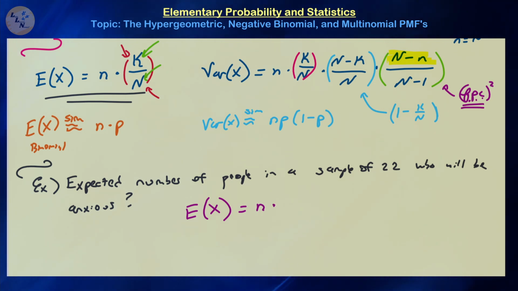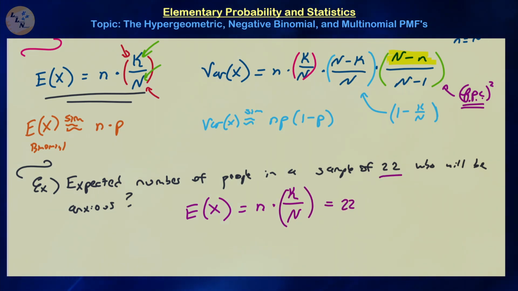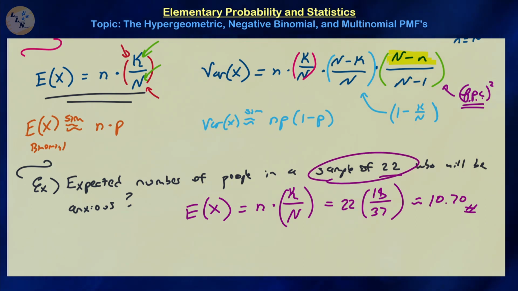So that's going to be our sample size times the number of possible successes or stressed people in my population divided by the population size. So we have a sample of 22, and there's 18 people in my population, and there's 37 people total in my population. So that's going to come out to approximately 10.70. So that means if we grab a sample of 22 people, we would expect anywhere between 10 and 11 people to be anxious in that particular sample.